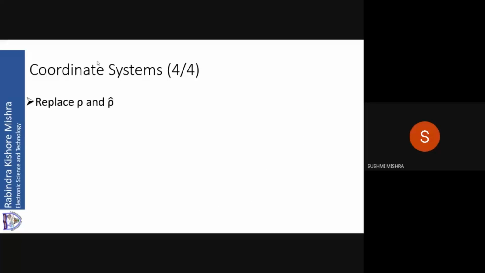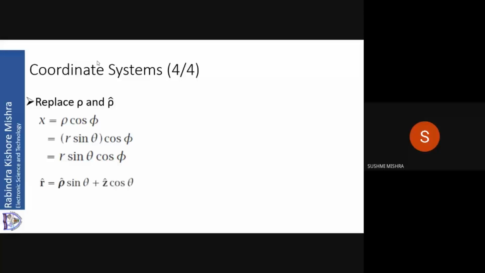Then expand that. Replace rho and rho cap, whatever is the value of rho and rho cap, those will be replaced now. So start with x is equal to rho cos phi. Rho is equal to r sin theta. Therefore, x will be r sin theta cos phi. And so that gives me the value of x in terms of r, theta, and phi. So in the spherical coordinate system, x is equal to r sin theta cos phi.